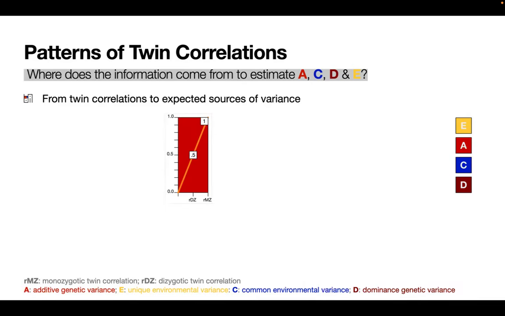So in this first example, when we have an MZ correlation of 1 and a DZ correlation of 0.5 for our trait of interest, that pattern of correlations is consistent with genetic factors explaining all the individual differences.